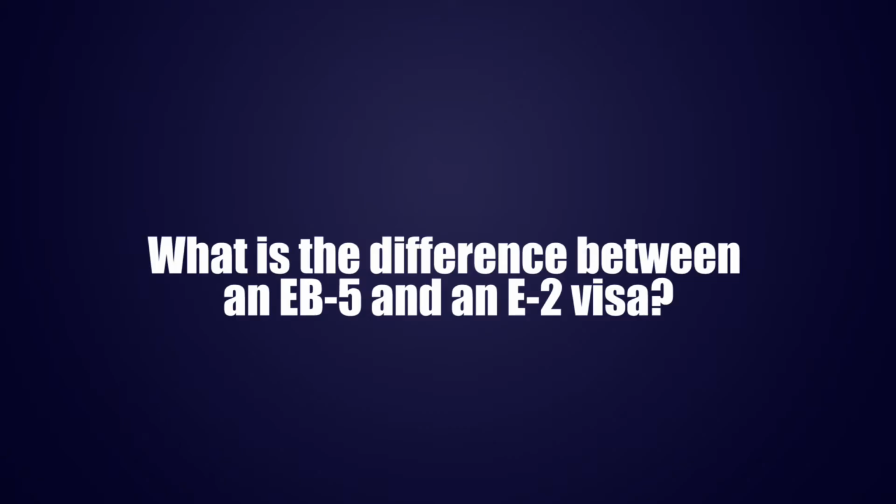What's the difference between an EB-5 and an E2 visa? An EB-5 visa is an immigrant visa, whereas an E2 visa is a non-immigrant visa. That means that with the EB-5 visa, you can immigrate to the United States, you can get a green card, and you can live there more or less permanently, whereas with the E2 visa, your stay in the United States is limited to the amount of time that's necessary for the business that you're running there.